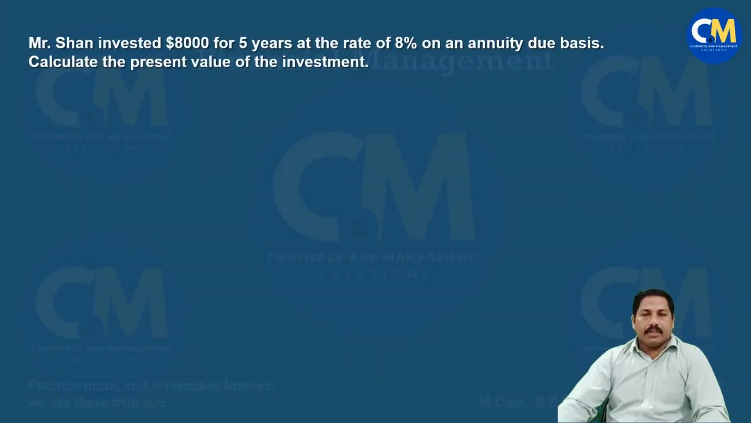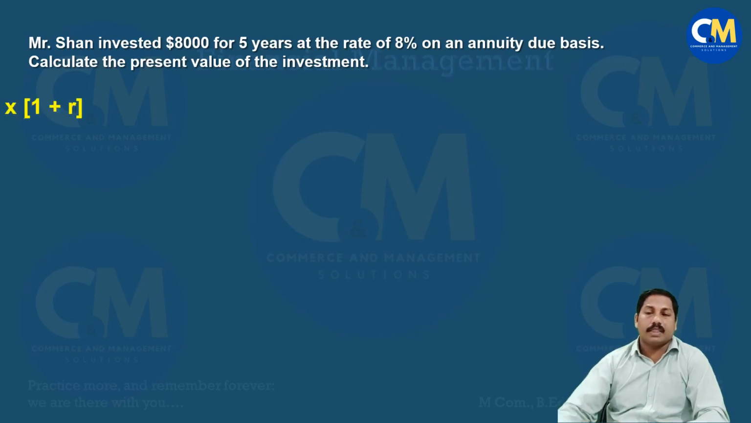Let us take another question. Mr. Shan invested $8,000 for 5 years at the rate of 8% on annuity due basis. Calculate the present value of the investment. In the previous question, we worked out future value. Here we will calculate the present value.